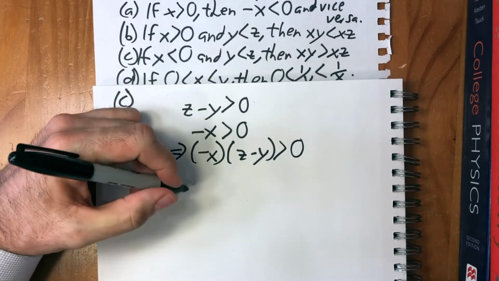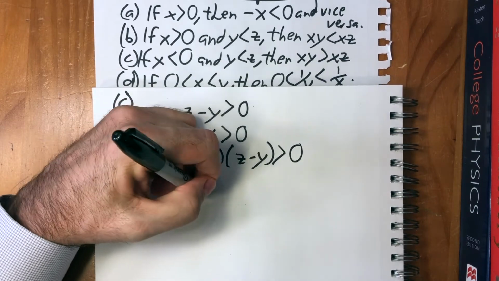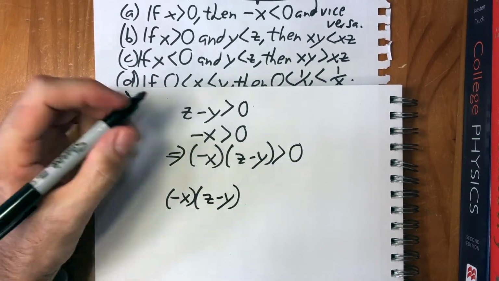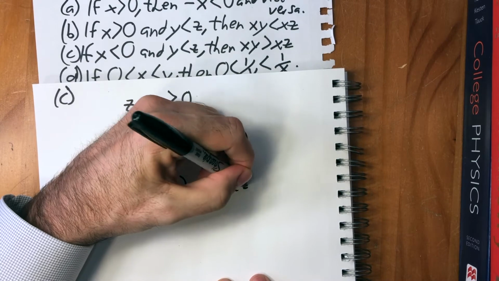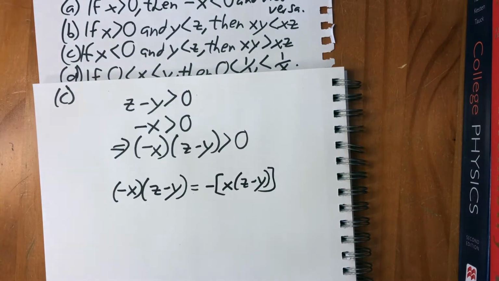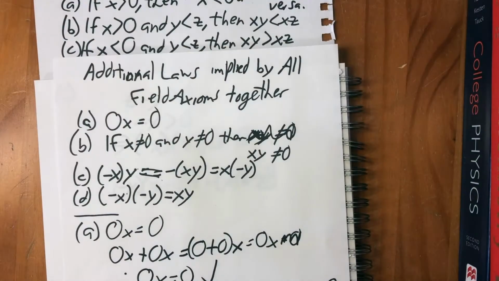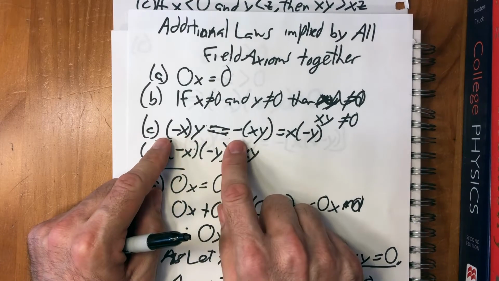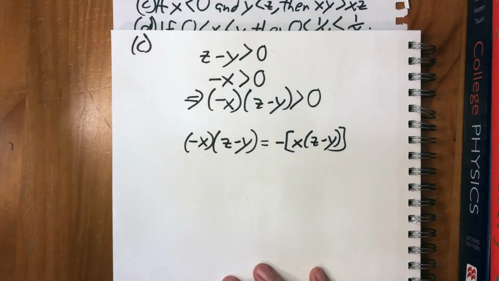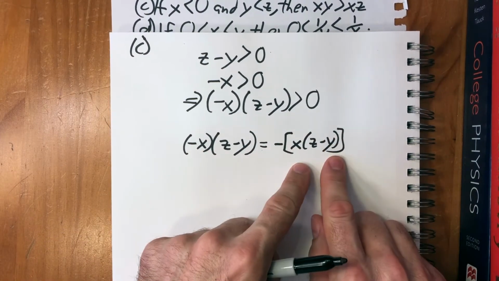Okay. Now, taking this, we have that minus x times z minus y equals minus. So we proved this in the last video. I will link to it there. That was this one. If you have minus x times y, that's the same as minus x times y. That's all we did here. We had minus x times y is minus the whole thing, okay?